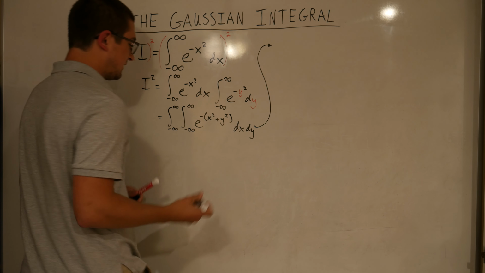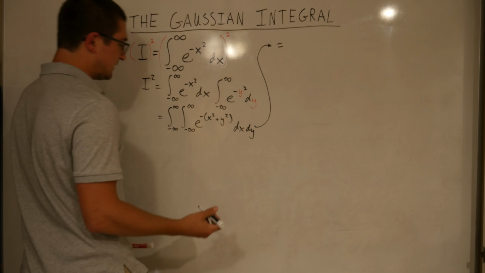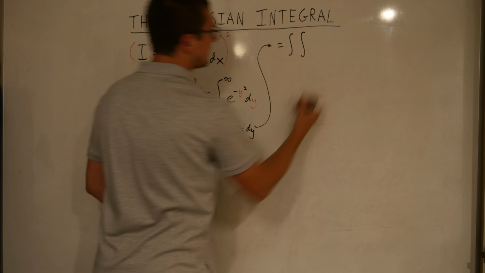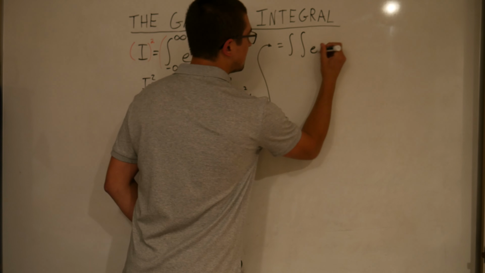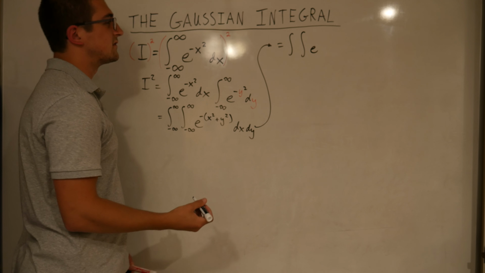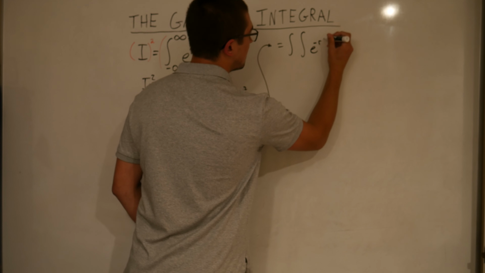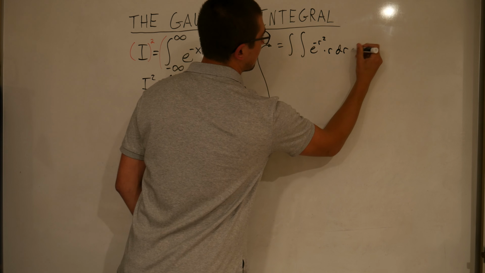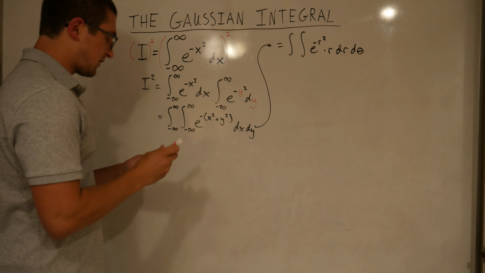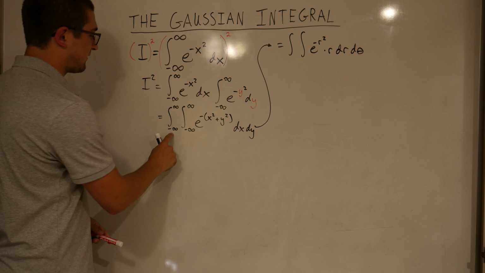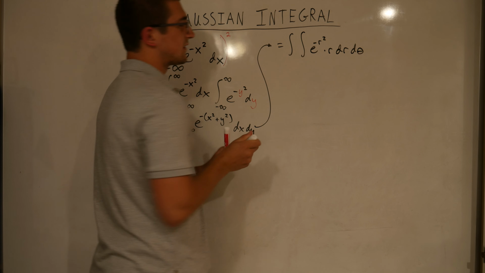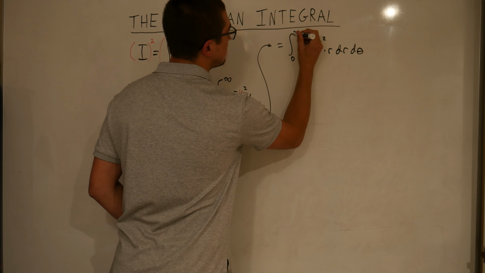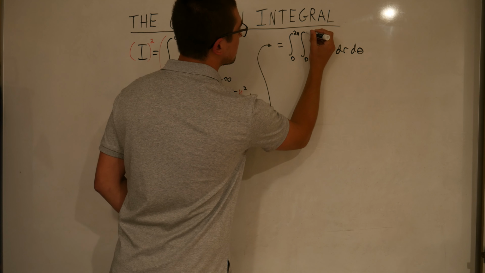bring it up here, we will have an integral in terms of theta, an integral in terms of r, and our function with our polar values substituted in will be minus r squared times our Jacobian r dr d theta. And since our bounds for our x and y are from negative infinity to positive infinity, to cover the same area, which is the whole 2D plane, we're going to integrate theta from 0 to 2 pi and integrate r from 0 to infinity.